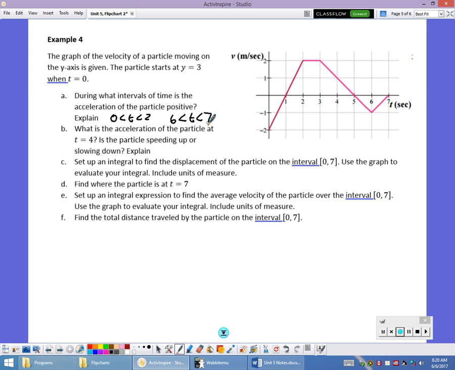And then the next one, I want to know what the acceleration is at 4. So a of 4 would simply be the slope of this line, which I found to be -1. You can choose a couple of points on that line.